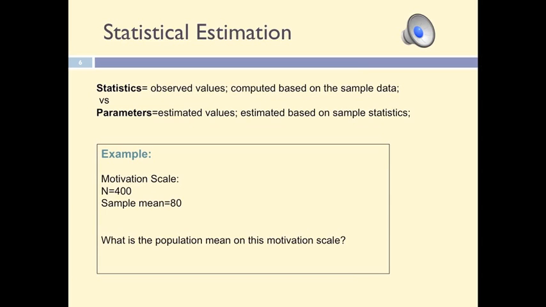So now that we know that the sample mean is 80, what can we say about the population mean? Can we say that the population mean is 80 as well? No, this would be very unlikely because if we select a different sample, the mean will be slightly different, maybe 81 or maybe 78. So how can we make an estimation about the population? To do this, we need to know the standard deviation of this variable in the population.